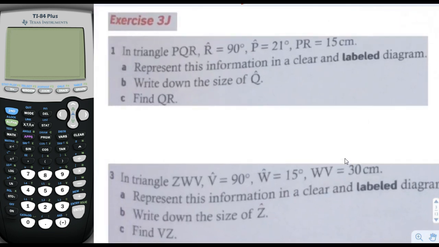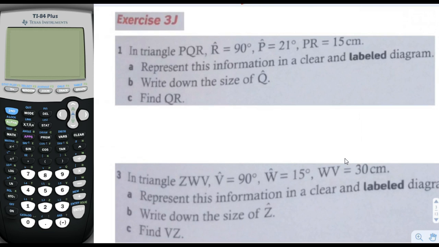Okay, so the three vertexes here are P, Q, and R. And it says R is 90 degrees, so we're going to have to draw the triangle kind of like this. R 90 degrees. Okay, angle P is 21. This is 21 degrees. And PR is 15 centimeters, so that's 15. And then so we labeled it in a diagram, okay? And then we go on to B.